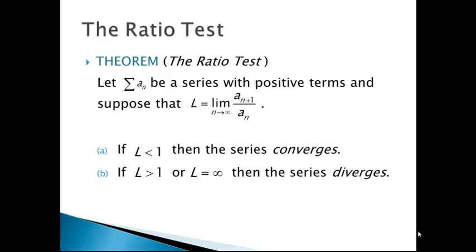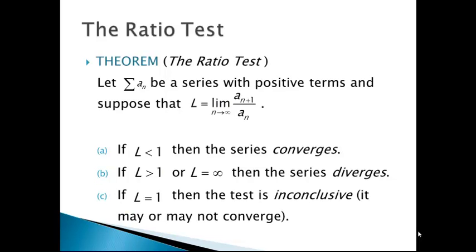If L is greater than 1, or if L is equal to infinity, then the series diverges. But if L actually equals 1, then the test is inconclusive, meaning it may or may not converge. If this happens, you'll have to try another test for convergence.